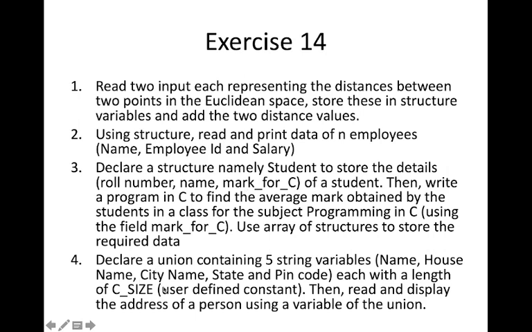Then this is an example for union, so it is the same as structure. You have to declare a union containing 5 string variables: name, house name, city name, state, and pin code. You can give different character arrays for that, each with a length of C size. Everything can be a user defined constant, so C size should be defined by you. It may be 50 or 100, anything. You can define it globally. Then read and display the address of a person using a variable of the union. So you have to read some variables and print those things.